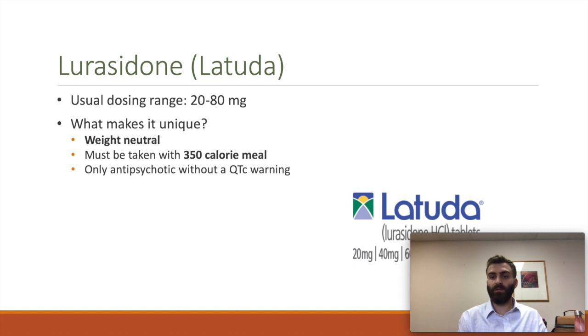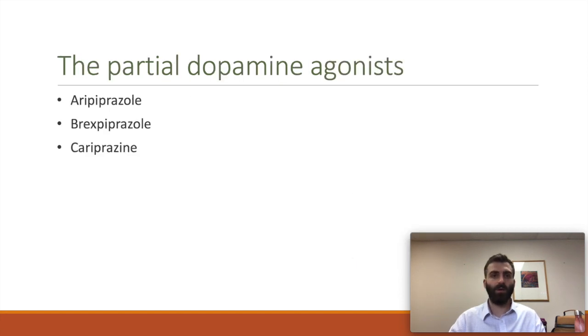Next is lurasidone or Latuda. This is another weight neutral option, but it also must be taken with a meal. So in this case, only a 350 calorie meal, and luckily this medication is once a day. So it can be thought of as somewhat similar to ziprasidone in that it's weight neutral. It's different than ziprasidone in that this doesn't have a QTc warning, whereas ziprasidone does. I generally see Latuda used for bipolar depression more than schizophrenia. So it is FDA approved for bipolar depression. That's where you'll probably commonly see it as well.